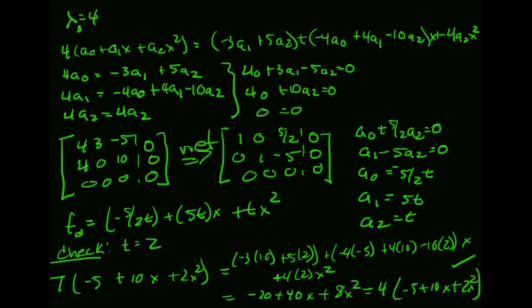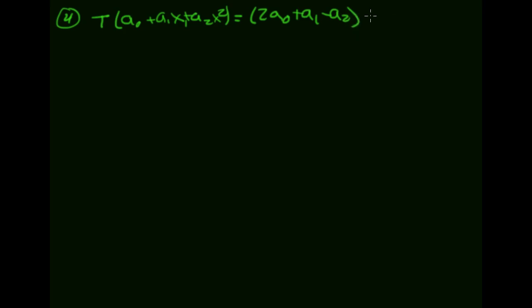Let's look at number 4, which is very similar. Fortunately for us, it only has 2 eigenvalues, so let's take a look at that one. We're going to follow the same pattern in 4 as we did in 3. So the transform here takes something in standard form and gives us back 2a0 plus a1 minus a2 for the constant, plus negative a1 plus 2a2 for the linear, minus a2x squared for the quadratic.